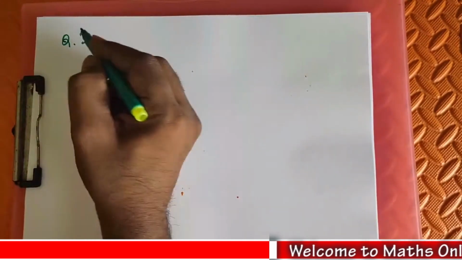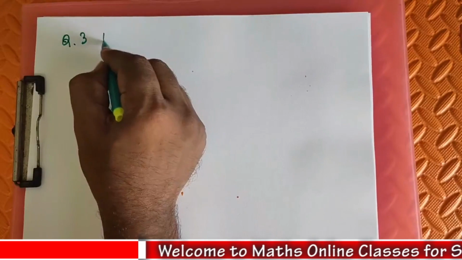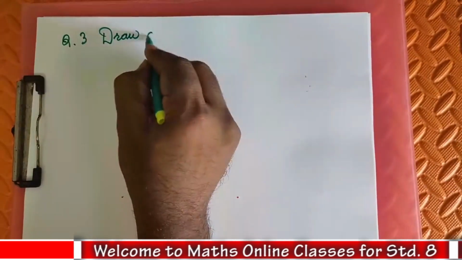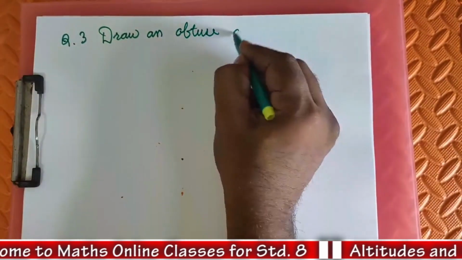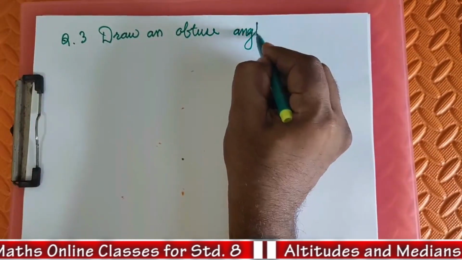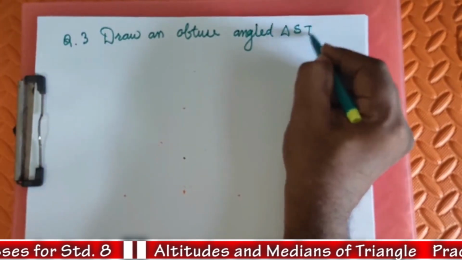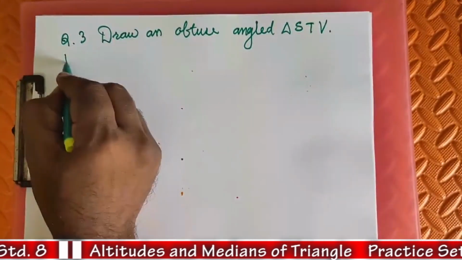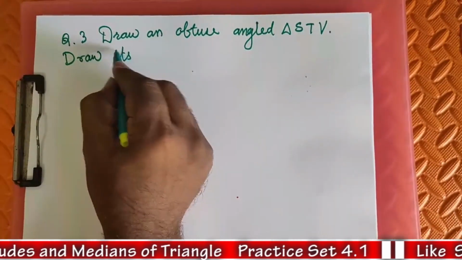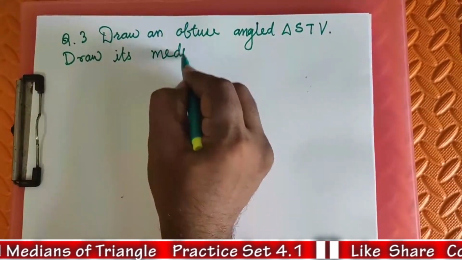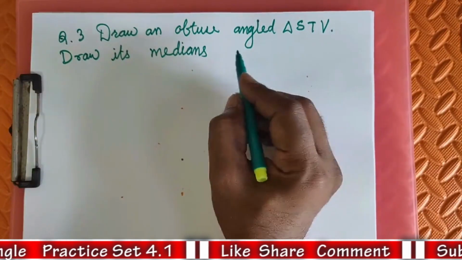Question number 3. Draw an obtuse angled triangle STV. Draw its medians and show the centroid.